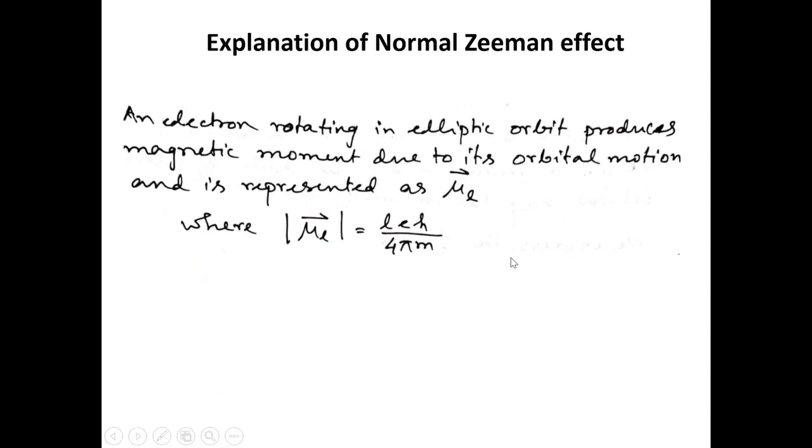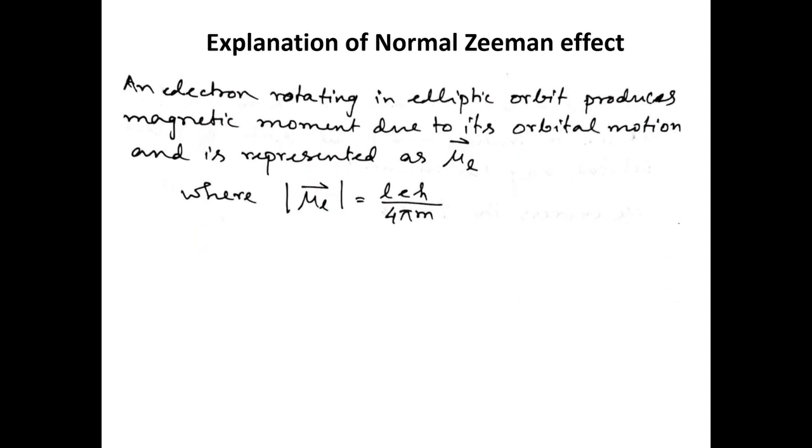Now, what is the reason behind it? Why does a spectral line get resolved into several components in the presence of a magnetic field? If we consider an electron rotating in an elliptic orbit and it has orbital motion, then the magnetic moment related to its orbital motion, which is represented by the vector mu L, is eh by 4 pi m. It was discussed in our previous session.